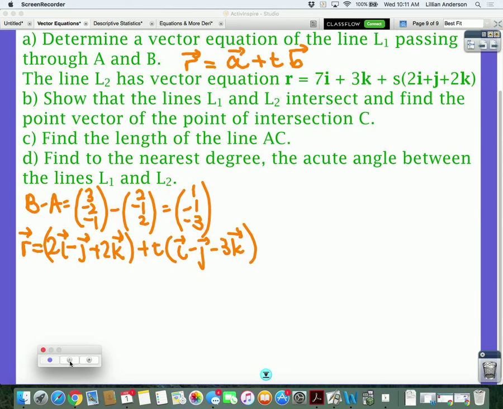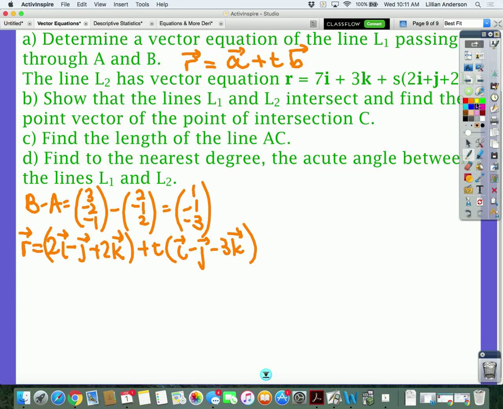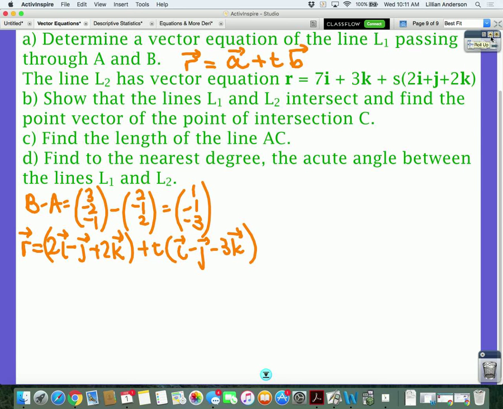So, let's do that. We've got to set the two equations equal to each other. So the one that we just created, okay? That's 2 plus T equals 7 plus 2S. Did everybody see what I did there? I took the first component, the i's, in both equations, and set them equal to each other. Okay? Then it's going to be -1 minus T equals 3 plus S.